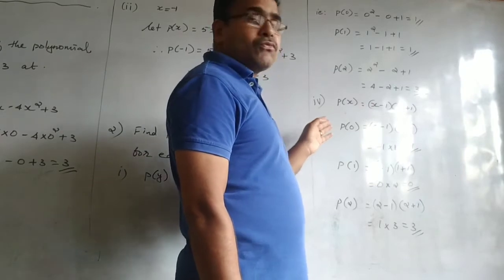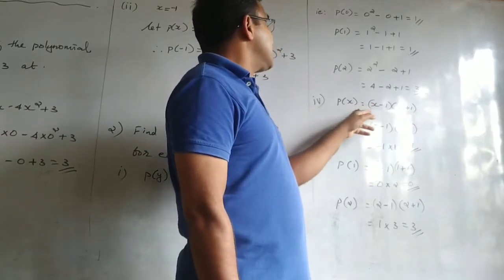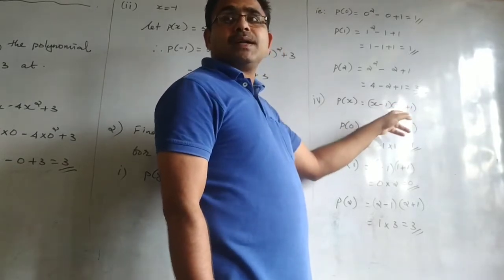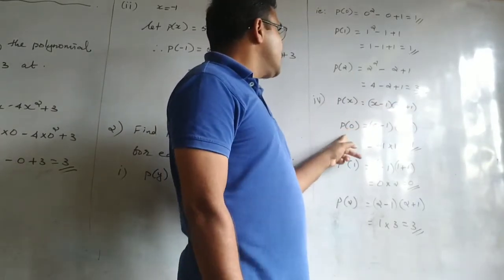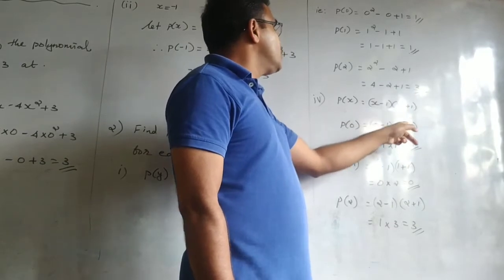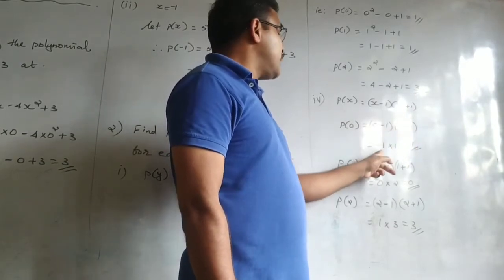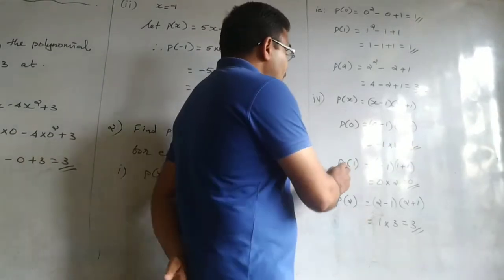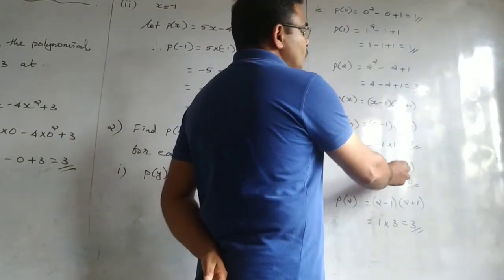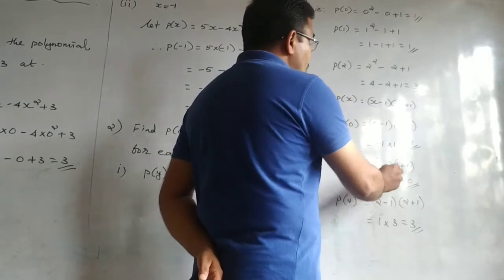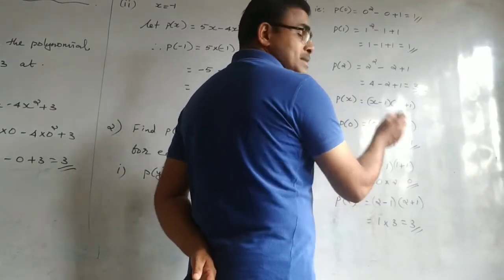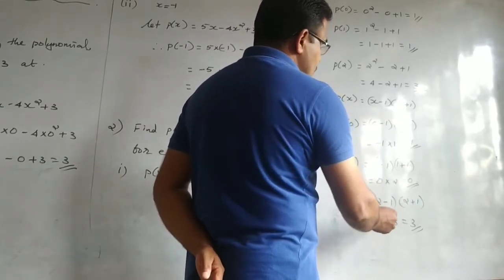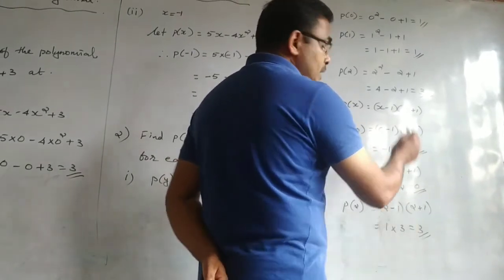Next question, question number 4. Listen. P of x is given, the polynomial is given as x minus 1 into x plus 1. Then P of 0: 0 minus 1 into 0 plus 1. 0 minus 1 is minus 1, into 1. Minus 1 into 1 is minus 1. Then P of 1, that is 1 minus 1 into 1 plus 1. 1 minus 1 is 0, 1 plus 1 is 2, 0 into 2 is 0. P of 2: 2 minus 1 into 2 plus 1. 2 minus 1 is 1, 2 plus 1 is 3, 1 into 3 equal to 3.